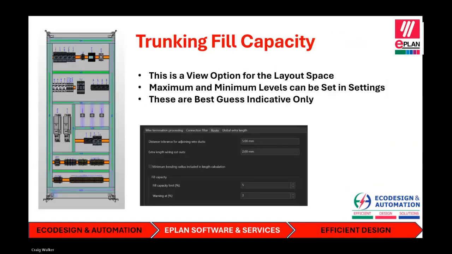Another property is trunking fill capacity. We've had some jobs where we've had requests that trunking can't be overfilled, or can't be filled more than 50% to allow for future expansion. ProPanel is able to handle that as well. It has a setting where you can set its fill capacity limit and warning. Obviously, these low values are just percentages I've put in for testing.